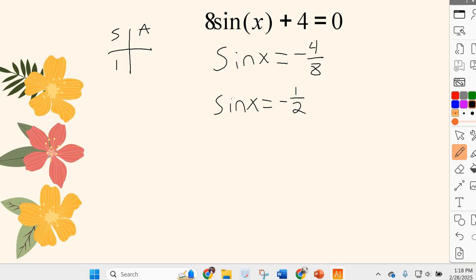Third and fourth. So it was a question, like which quadrants is sine negative in? The third and fourth. So what are our angles that have a reference angle of pi over 6 in our third and fourth? 7 pi over 6 and 11 pi over 6.